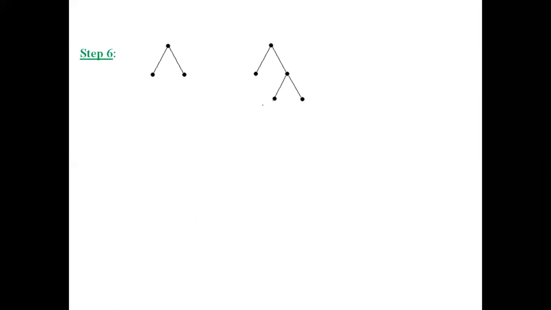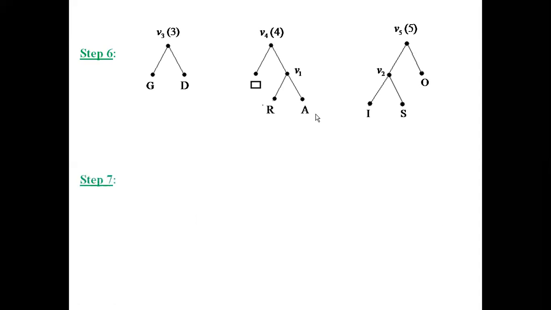That's step 6, as we can see. New V5 is the new vertex with the weight 5. Its children are V2 and O, and V2 has the children I and S. And we have V3 undisturbed, and V4 with its children and grandchildren undisturbed. Step 7. Again and again we are implementing the Huffman procedure, adding up the minimum two weights and putting the result in its proper place according to non-descending order every time.